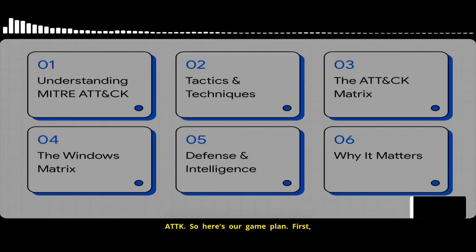So here's our game plan. First, we're going to break down what MITRE ATT&CK actually is. Then we'll get into its core building blocks, tactics, and techniques. We'll see how those create the famous ATT&CK matrix, look at a real-world example with the Windows matrix, and finally, we'll see how this whole thing has become an absolute must-have for modern cyber defense.